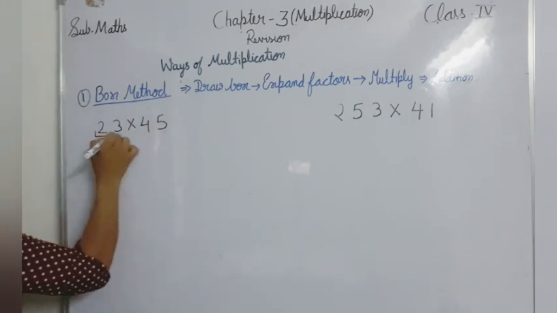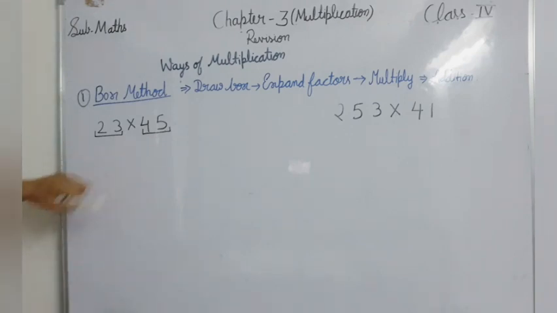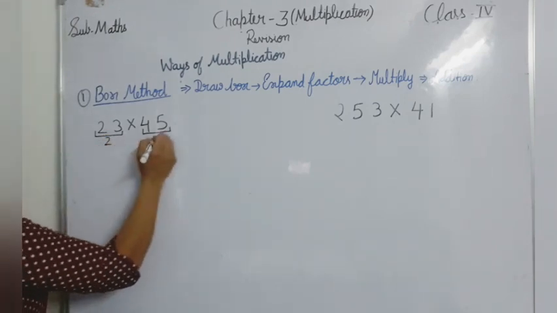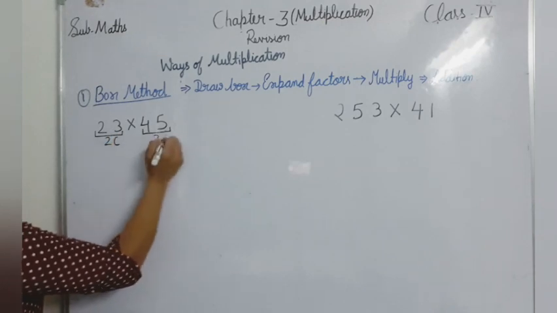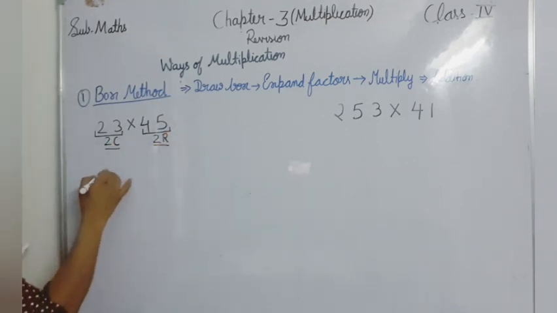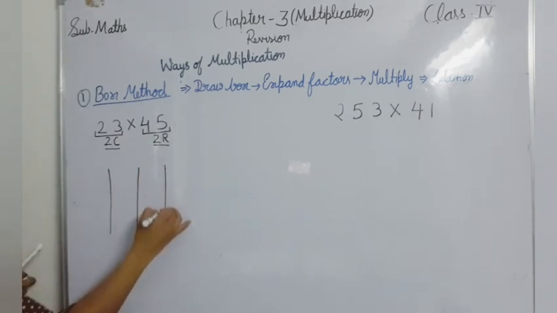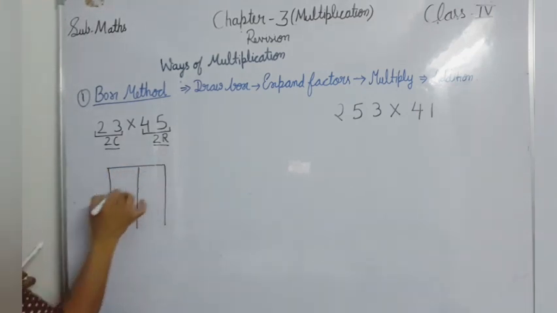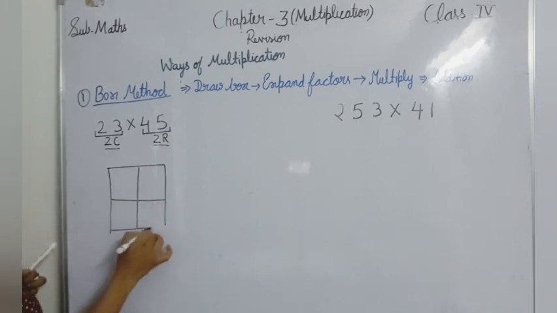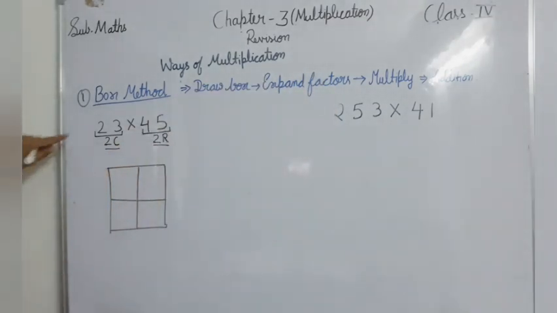Same as the lattice method, we will draw the box. It depends on the digits. 2 digit, 2 digit. This is for column, these are for row, means 2 columns and 2 rows we need to draw. Two rows. Now what is the next step? Expand factors, means we have to write their expanded form.